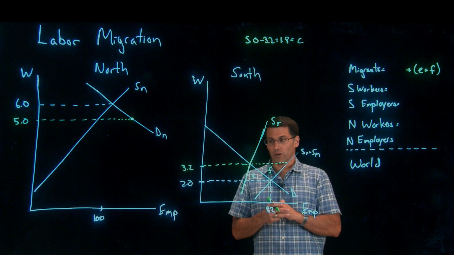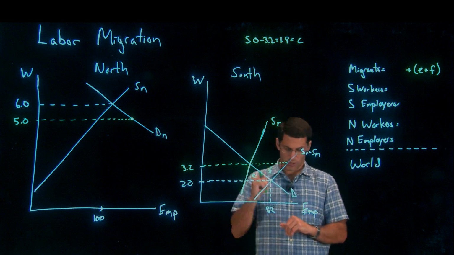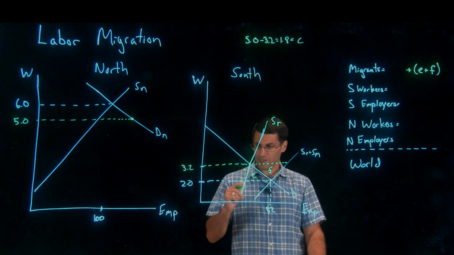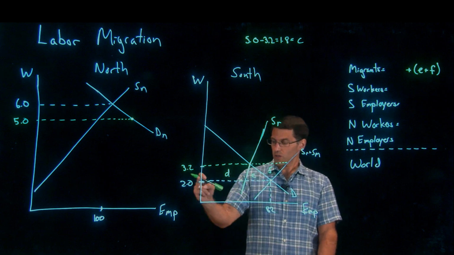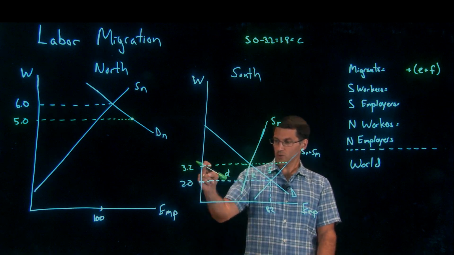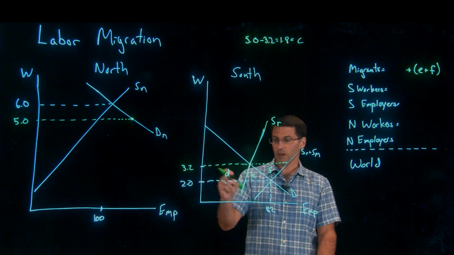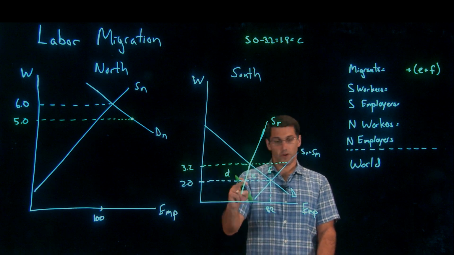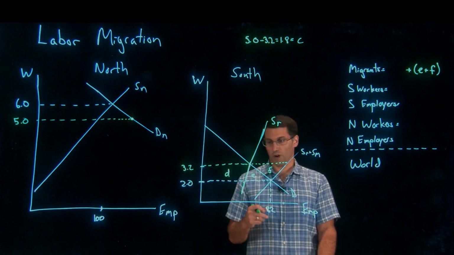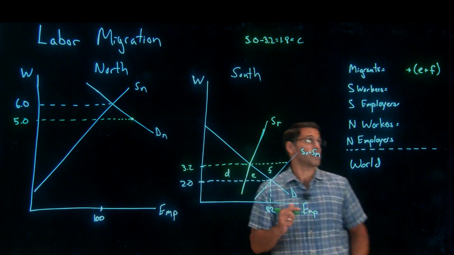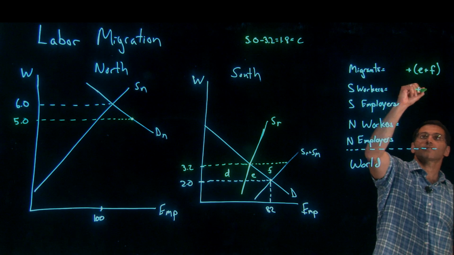What about for Southern workers? For the Southern workers, the book labels this as D. Their wage goes from $2 to $3.2 an hour. And of course, more of them are going to have more hours of employment as the wage goes up. They're going to be willing to work more hours. So they gain D.